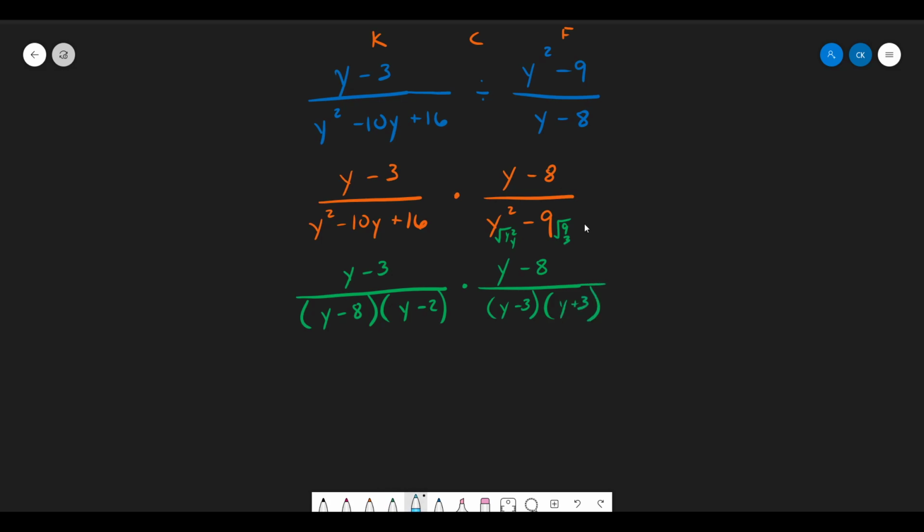So now that I've factored it, now it just becomes a cancellation game. What do I have on top that I have on bottom? I see a y plus 3 and a y plus 3. I see a y minus 8 and a y minus 8. Okay, so what's left on top? Well, nothing, but remember, if everything gets canceled out on top, I always put a 1 in the numerator. In the denominator, I have a y minus 2, and I have a y plus 3. And that would be my final answer. 1 over y minus 2 times y plus 3.